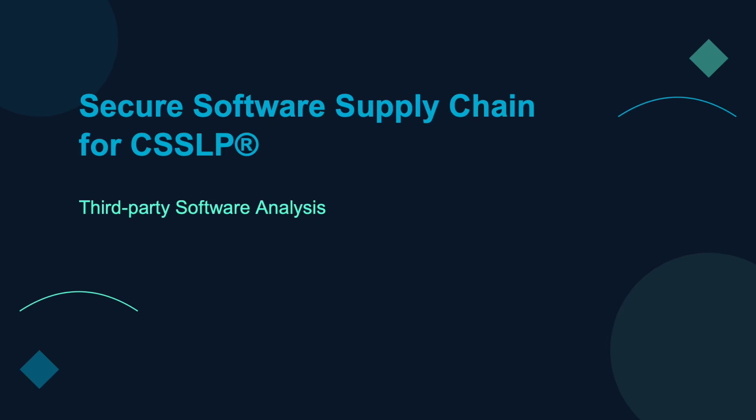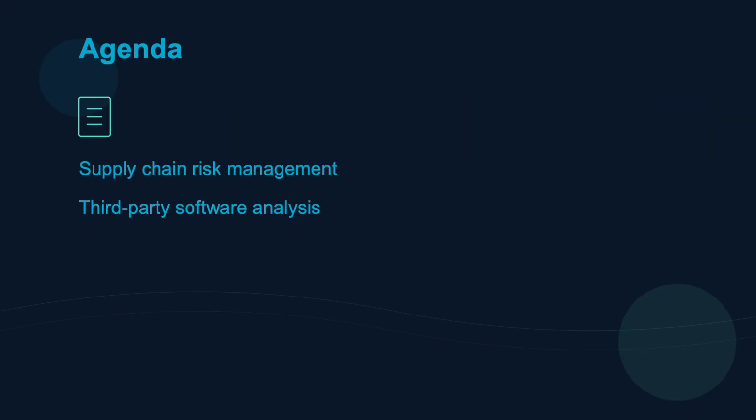As we continue looking at secure software supply chain for the CSSLP, let's take a look at third-party software analysis. We started out by looking at supply chain risk management. But the whole problem is that we are depending on someone else for our software, so we need to do analysis of the security of that software provided by a third party.